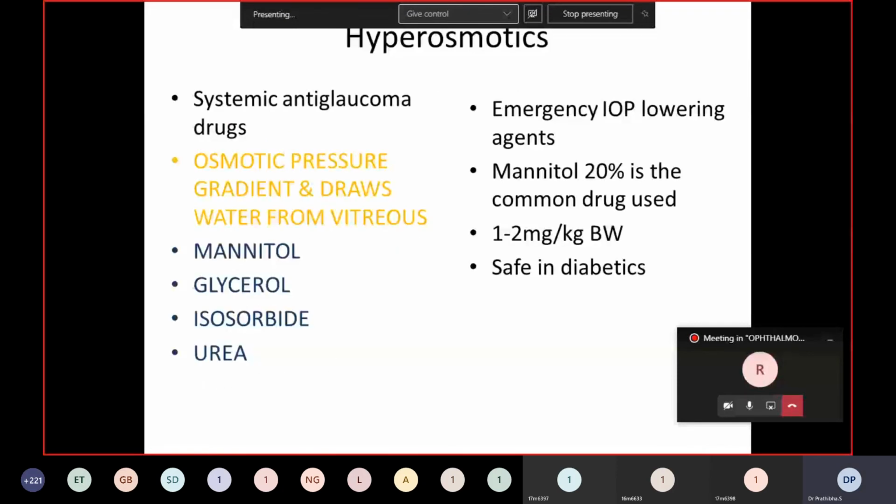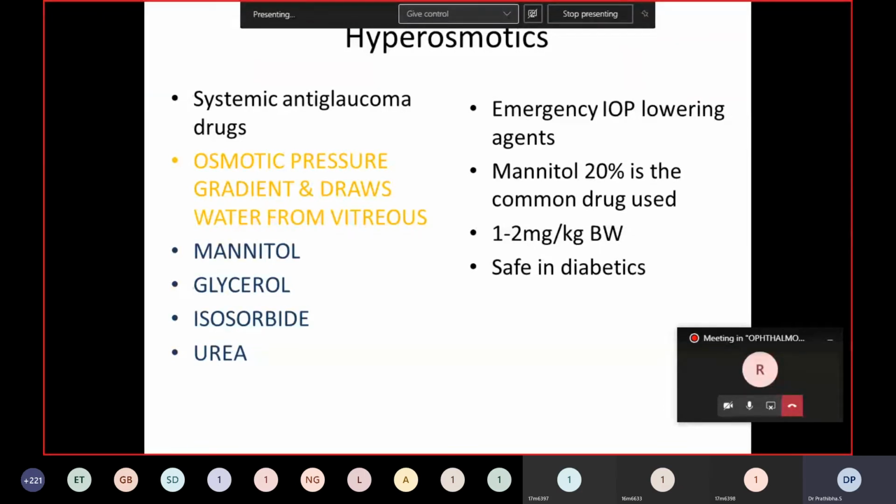Then in acute cases, hyperosmotic drugs can also be used. This is a systemic anti-glaucoma drug. Because of the osmotic pressure gradient, it draws water from the vitreous. That's how it reduces the intraocular pressure. The main one we use is mannitol. I think this was already discussed during angle closure glaucoma.